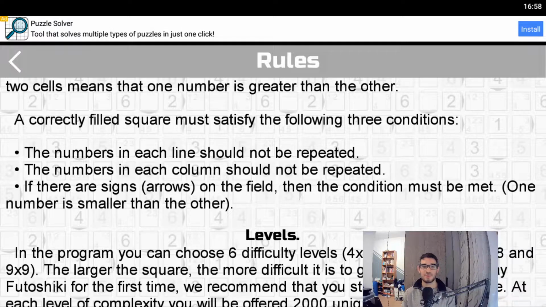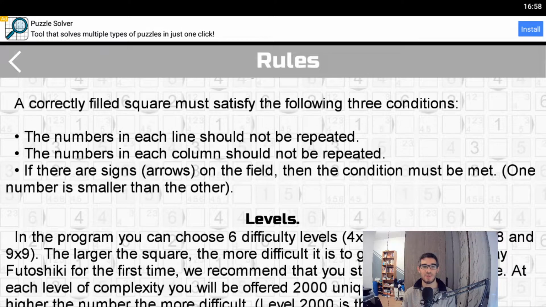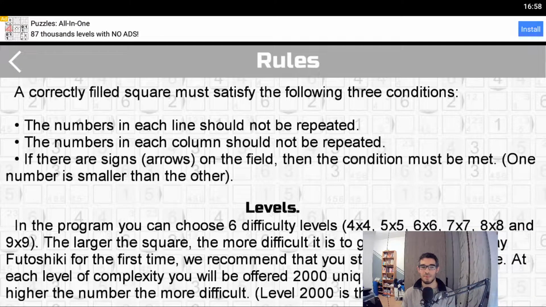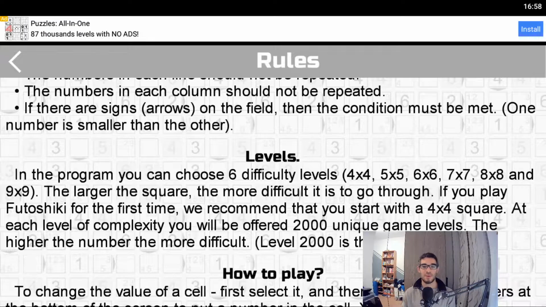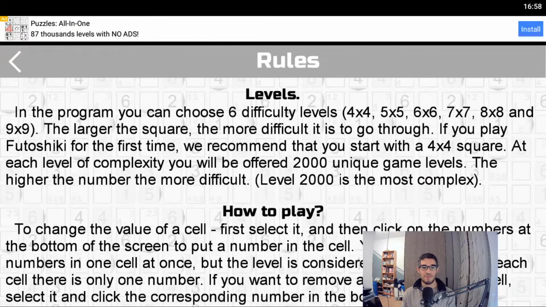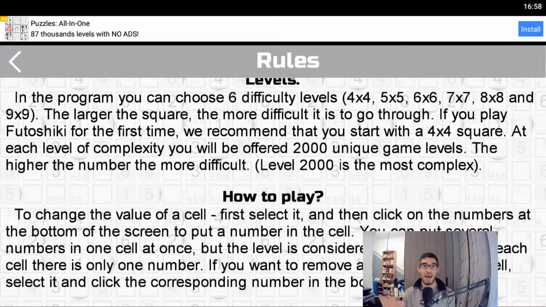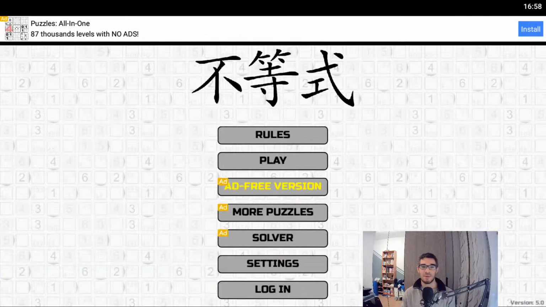A correctly filled square must satisfy the following 3 conditions. The numbers in each line should not be repeated, each column should not be repeated, and if there are signs, the arrows in the field, then the condition must be met, so one number being smaller than the other. And of course, this is the app version, the free app version, so you can see that's why there are some ads going on. But other than that, everything is free.